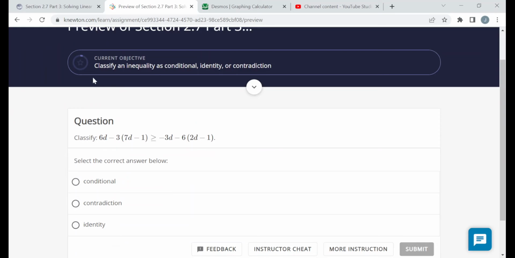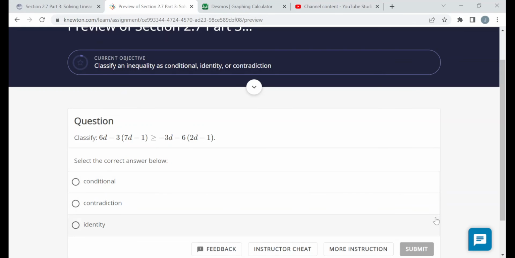Okay, so classify as conditional, identity, contradiction. So once again, I'll write this inequality out, go through solving it with our usual steps, and see what happens. Do I get something that's only true under certain conditions, or never true, or always true?